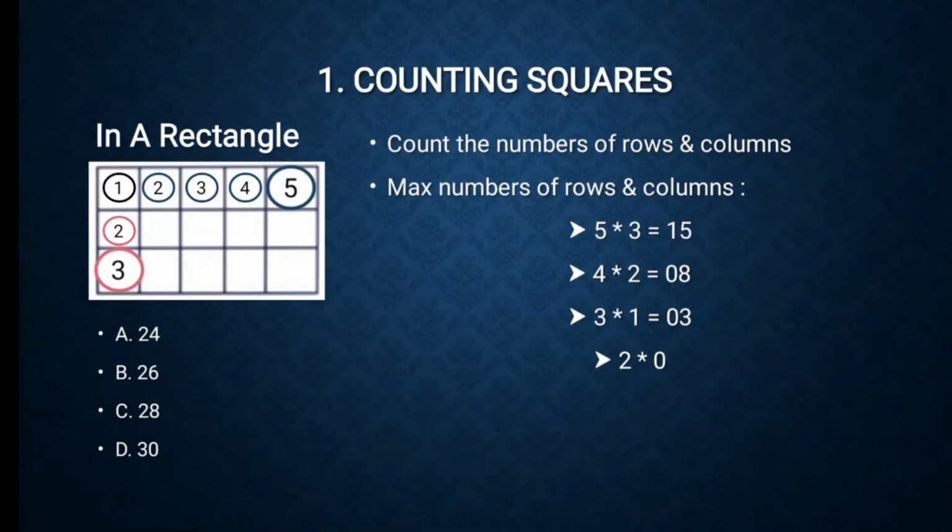So I'll keep on multiplying up till the point where I get 0. When I get 0, it's useless for me, I'll not take 0. So up to 1 I'll multiply the number of maximum rows and columns, and I'll add these numbers. So I'll get 26. These are the number of squares there are in this particular figure. That is all. There is no formula.